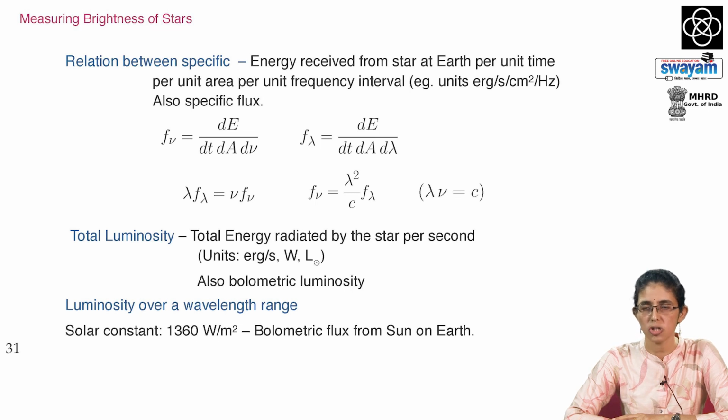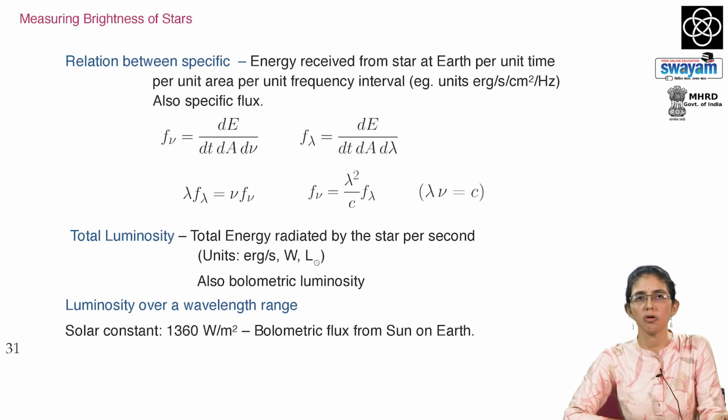So, this corresponds to power, therefore its units are either watt or erg per second, and the more common unit with respect to stars is the solar luminosity. It is also known as the bolometric luminosity, but very often one also quotes luminosity over a specific frequency range or a specific wavelength range. In that case, it is known as a specific luminosity.